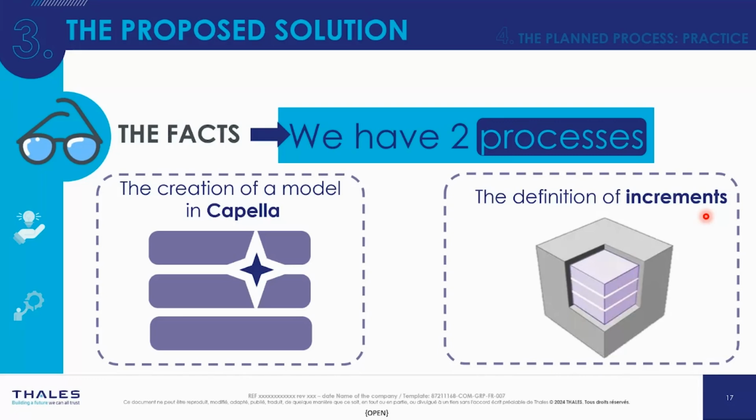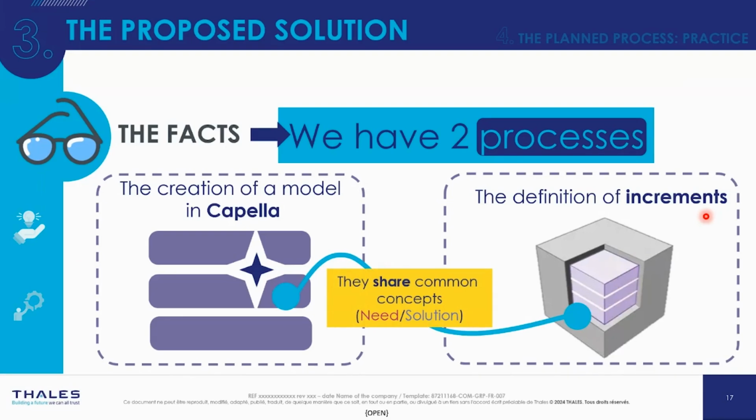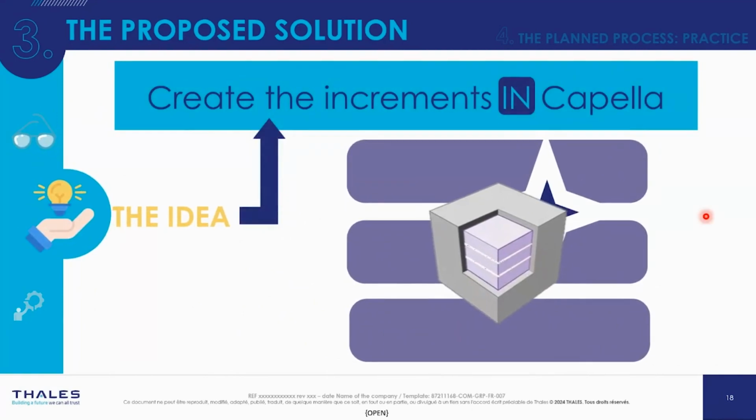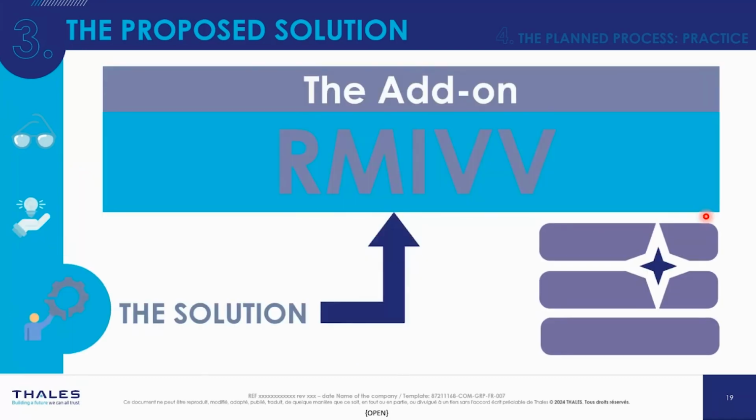So we have observed the link between these two processes because they share common concepts, the need and the solution. And this led us to the conclusion that in our model-centric approach, it makes sense to define increments directly in Capella. This way, we don't have to create new elements, but simply reuse existing ones in the model. And this opportunity enabled us to discover that Thales had developed an add-on called RMIVV, especially designed to facilitate the creation of increments in Capella.